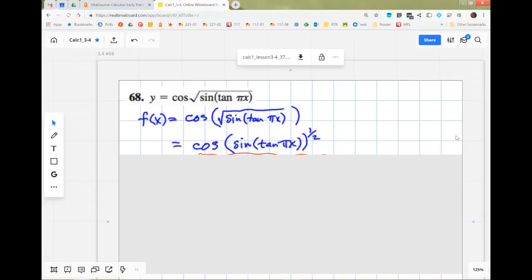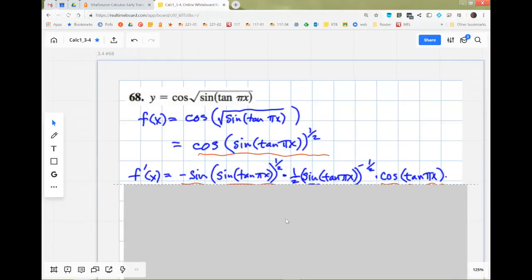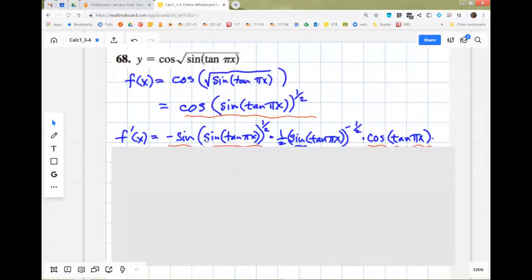Okay, now, what's the derivative of the cosine of something? Yeah, minus the sine of that thing. So minus the sine of the tangent of pi x to the 1/2. What's the next thing we have? Oh, the power rule, 1/2. Okay, so we have to do the chain rule times 1/2, and then reduce the power by 1.